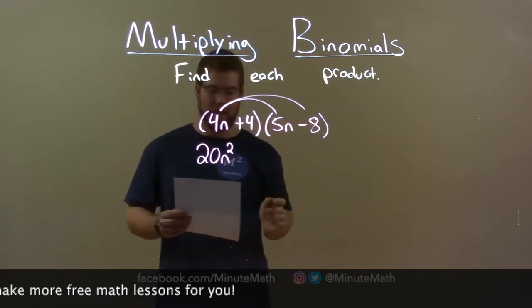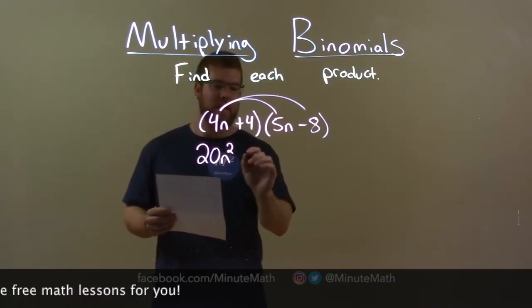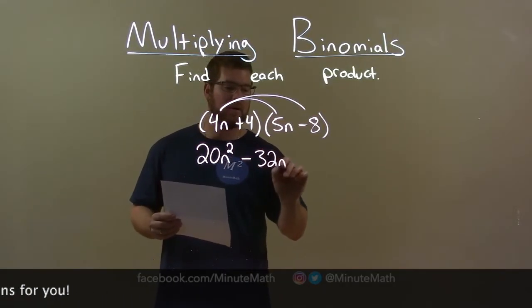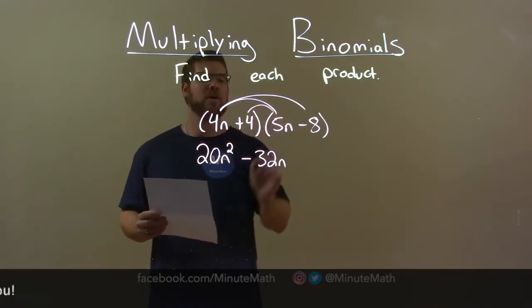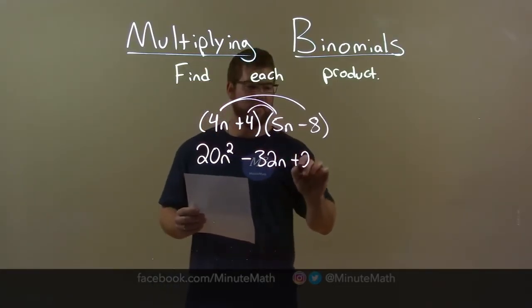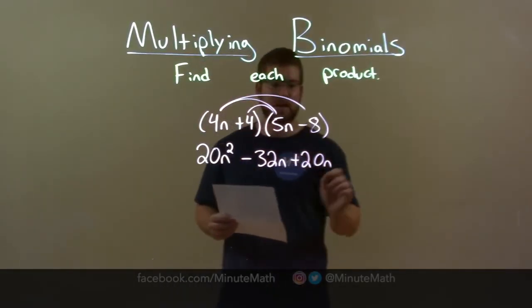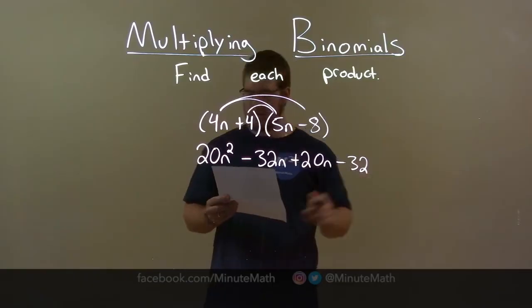4n times a minus 8. So 4n times minus 8 is a negative, that's a 32n. 4 times 5n is a 20n. And 4 times a minus 8 is a minus 32.